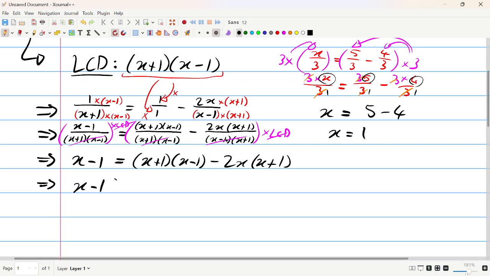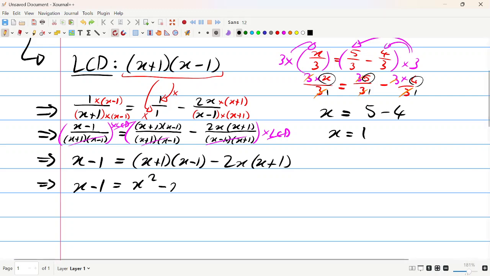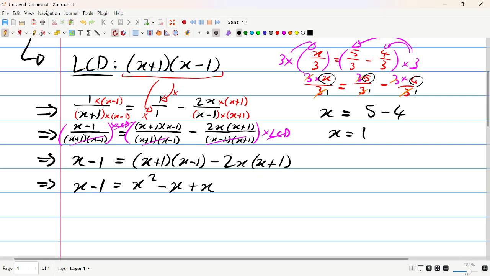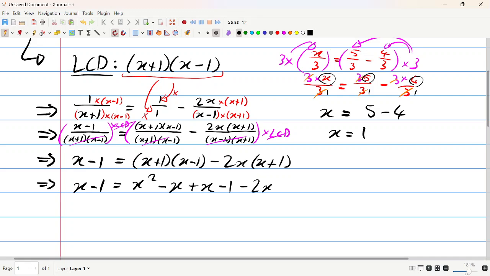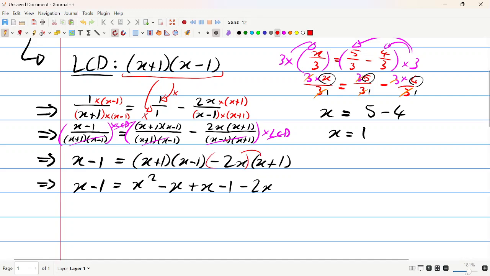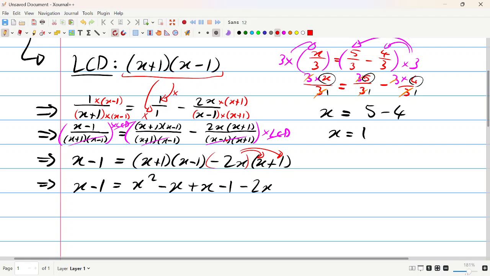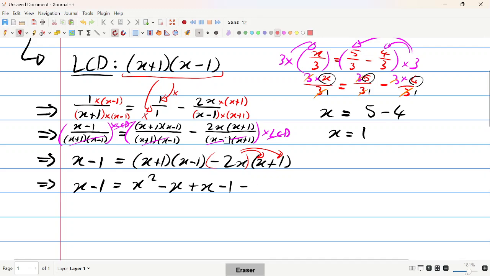So x minus 1 is equal to, sorry about that, x minus 1 is equal to, we use the FOIL method, so x times x, which is x squared. Now the outer, it's going to be minus x plus x, and it's going to be minus 1. And then we say negative, so it's minus 2x. It would probably be best to say over here, we're going to take negative 2x and multiply it into each one, and we're going to see the outputs. Okay, so there we go.